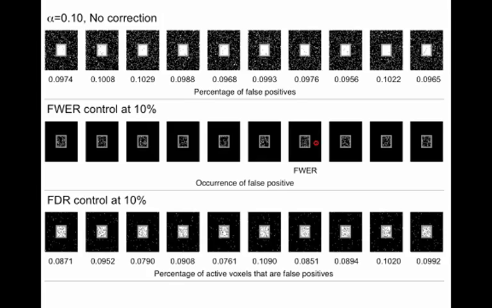So family-wise error rate gives us the most stringent control. If we're really, really concerned about false positives, it gives us strict control over that. But on the other hand, it gives us many more false negatives in this case, while false discovery rate is somewhere in between that and no correction.